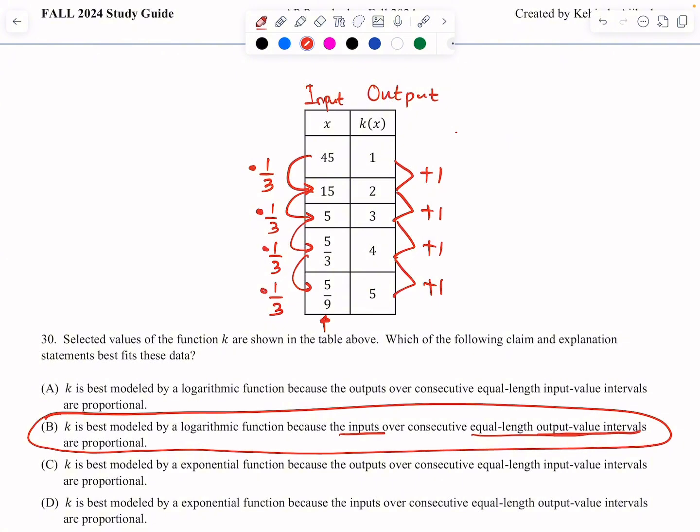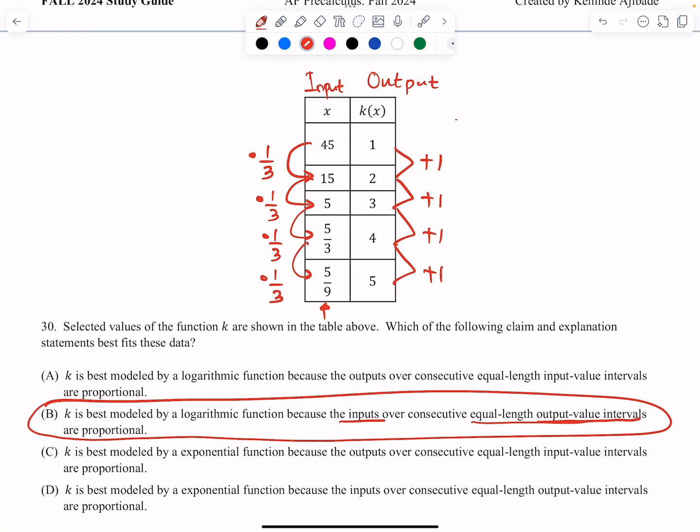And because of that, the best answer that describes that is, this is log, because if you look at the input, the inputs over the equal length output values are proportional. So your inputs are proportional, and the proportion is 1 over 3. And then your equal length interval is at the output. So you have to be very careful on this one. You have to read carefully on this one.